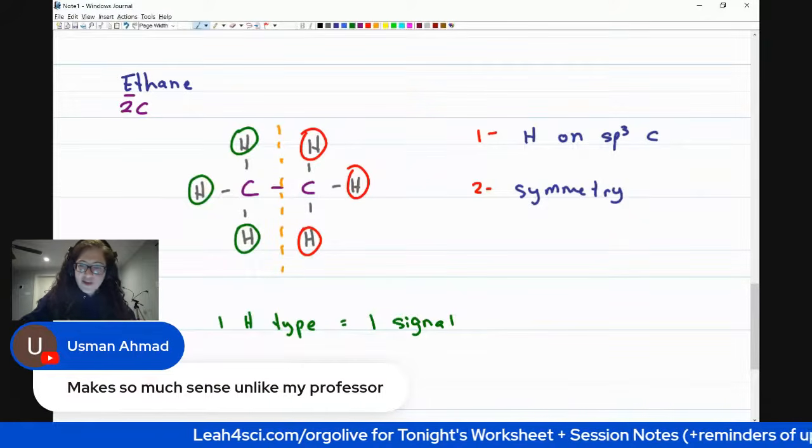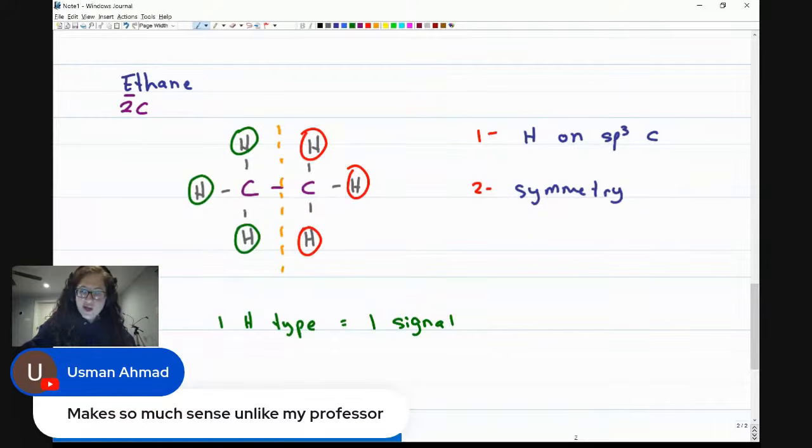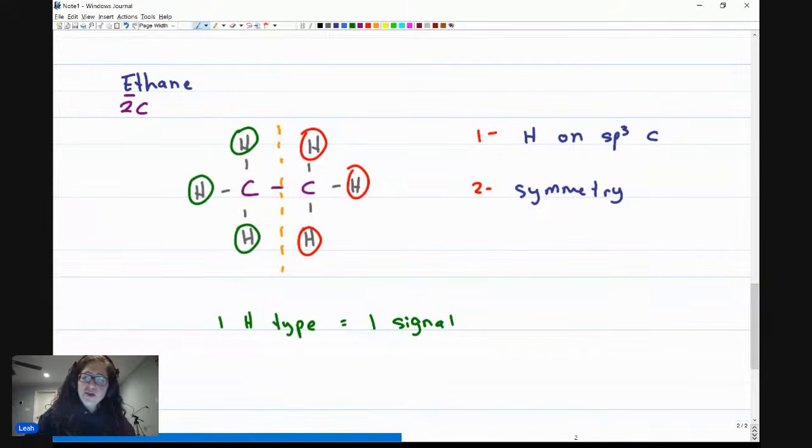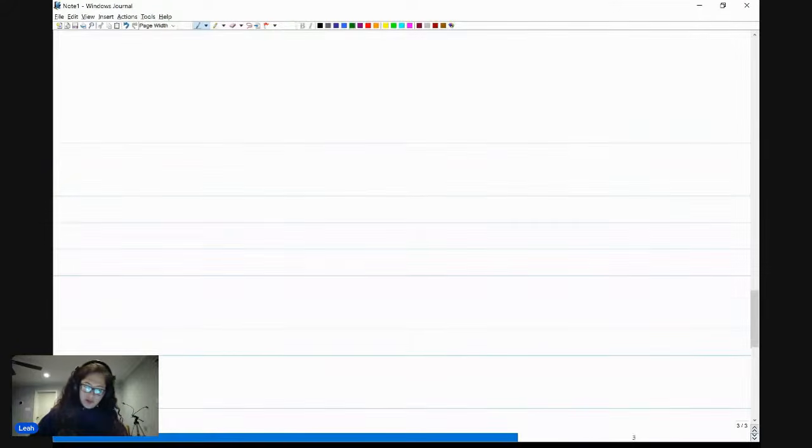I see, makes so much sense, unlike my professor. Well, a lot of professors are not necessarily cut out for teaching. And part of it, I think, is because they don't like to. But you're here, and I love this material. So hopefully, as this gets more complicated, you'll be able to really understand and follow along.